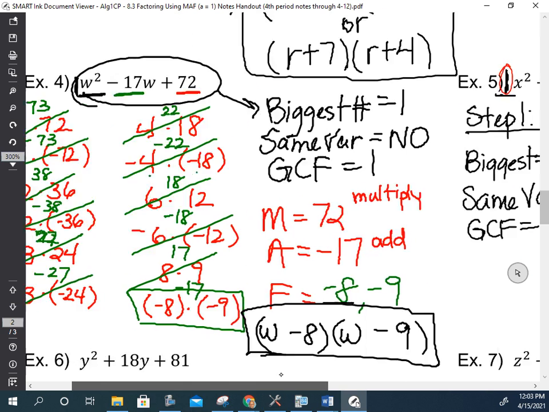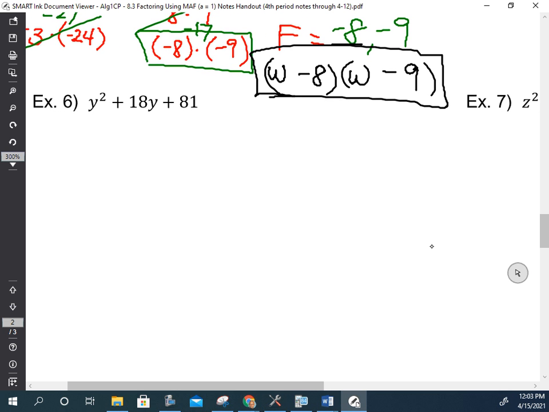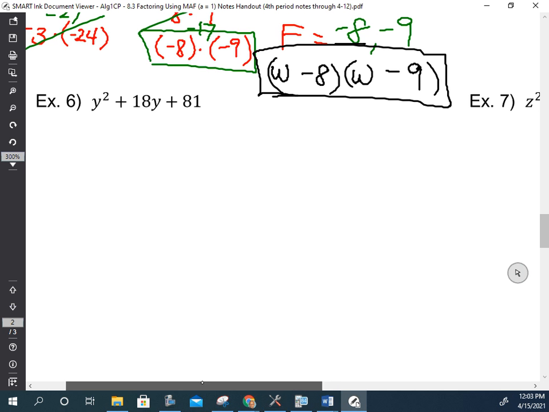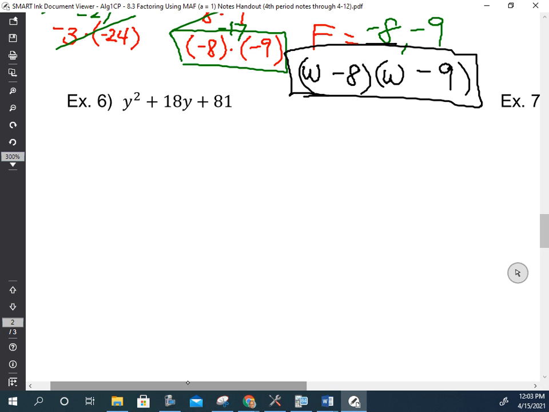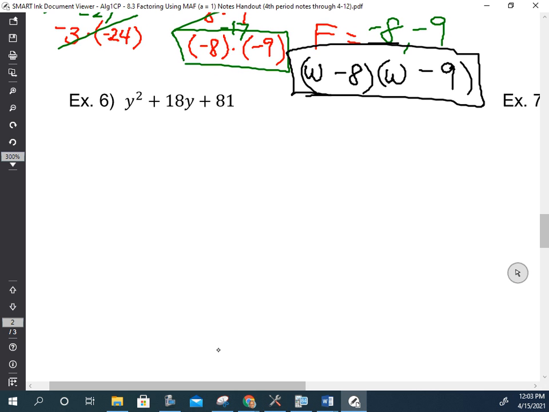All right, let's move to example 6. You got y squared plus 18y plus 81. We follow the exact same process. So, step 1, GCF.